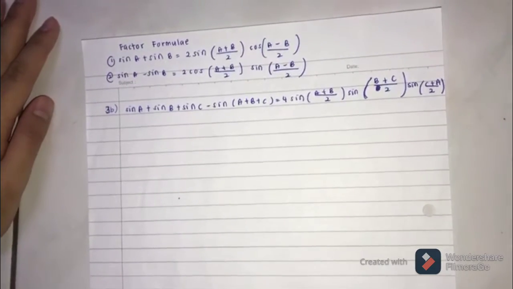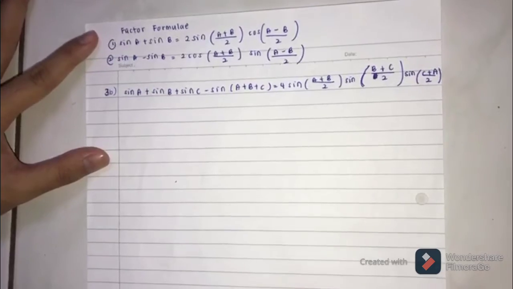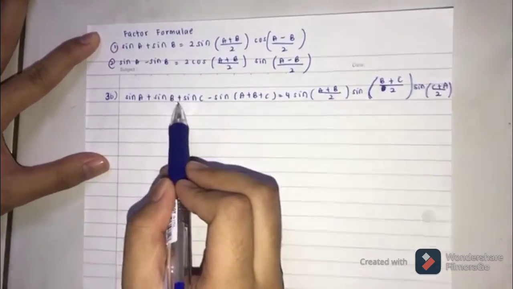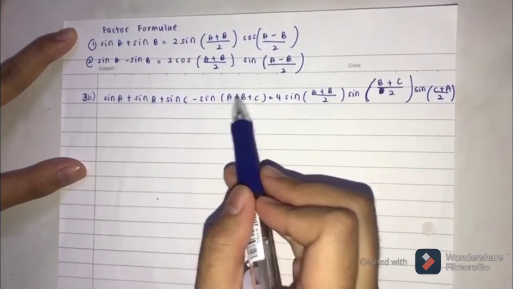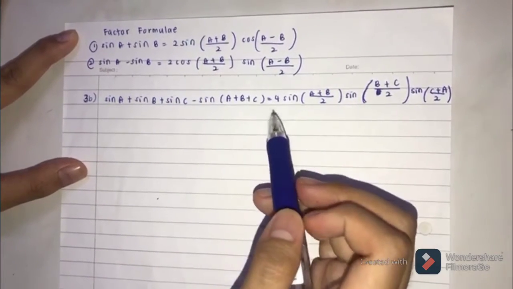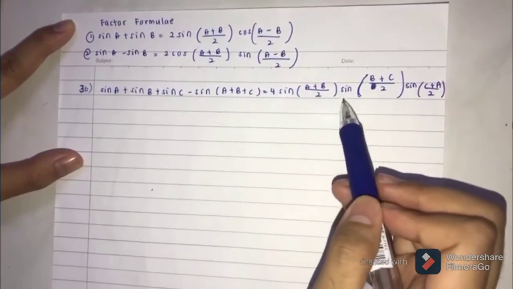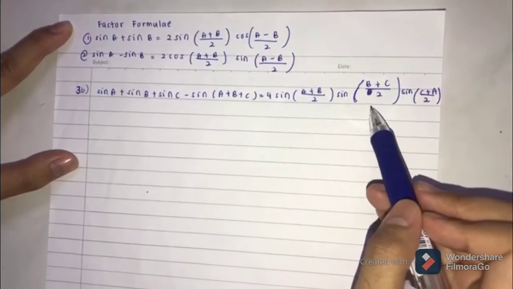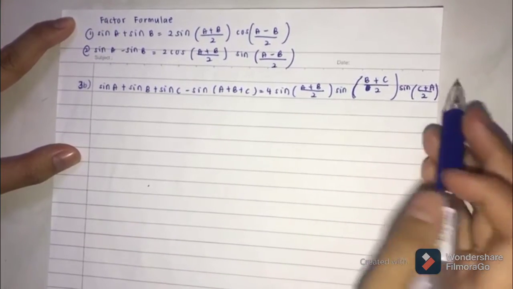I'm Aliya. So for the next question, which is 3B, prove that sin A plus sin B plus sin C minus sin of A plus B plus C is equal to 4 sin of (A plus B) over 2, sin of (B plus C) over 2, and sin of (C plus A) over 2.